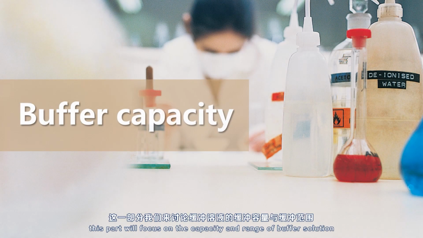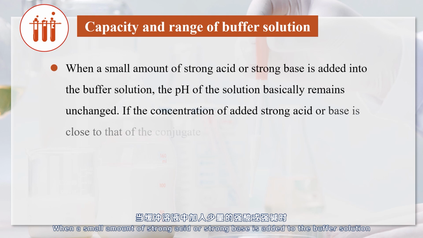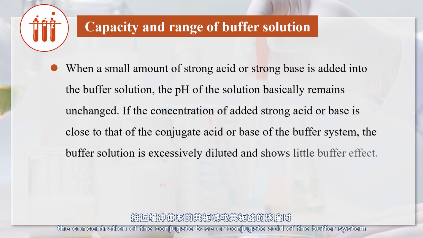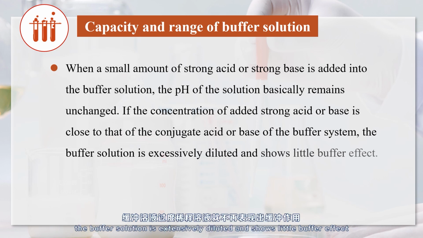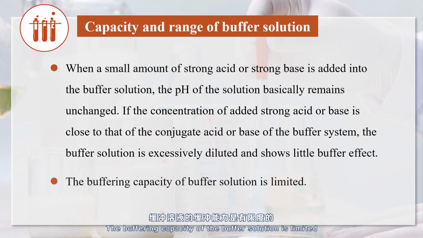Everyone, this part will focus on the capacity and range of buffer solution. When a small amount of strong acid or strong base is added to the buffer solution, the pH of solution basically remains unchanged. If the added concentration of strong acid or base is close to the concentration of the conjugate base or acid of the buffer system, the buffer solution is extensively diluted and shows little buffer effect. The buffering capacity of the buffer solution is limited.